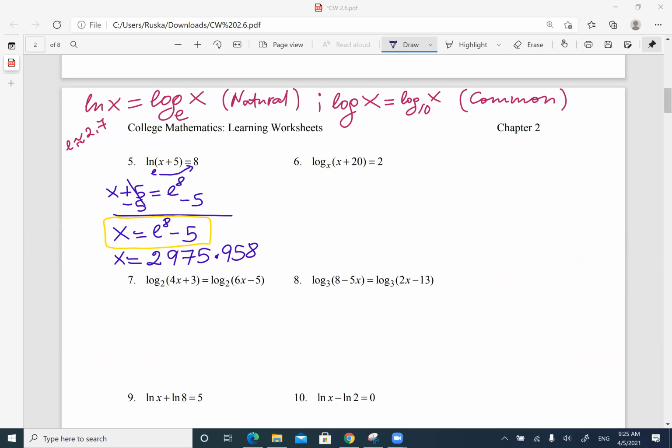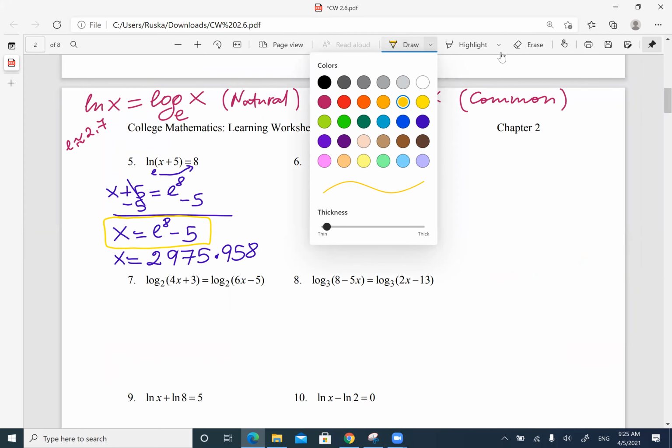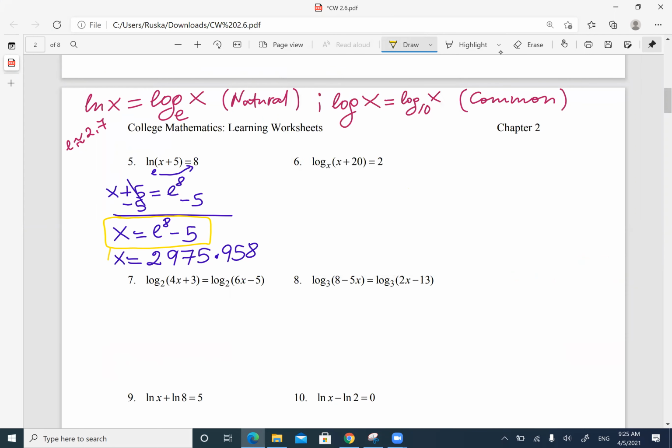Okay, so everybody understand that? So that's how you round your number. So it depends how they want you to do it in your homework. If they say leave it as exact, you're going to do the first one, e to the 8 minus 5. If they want decimal, then you're going to put it in the calculator and round it. Okay? So that's how you do this one.